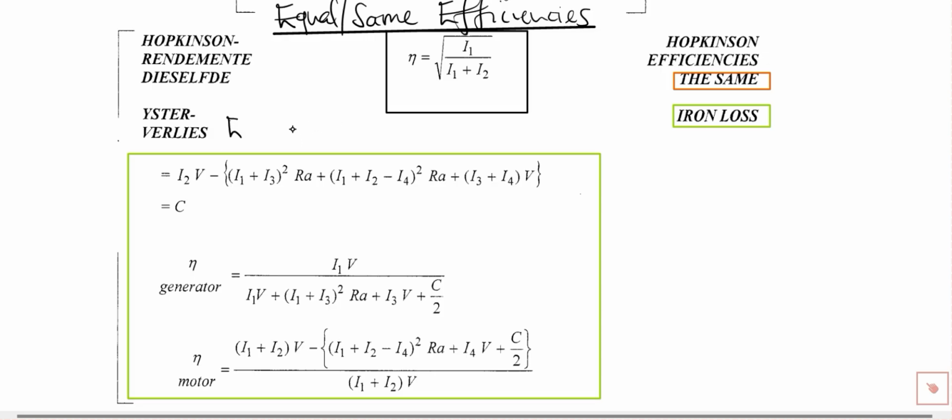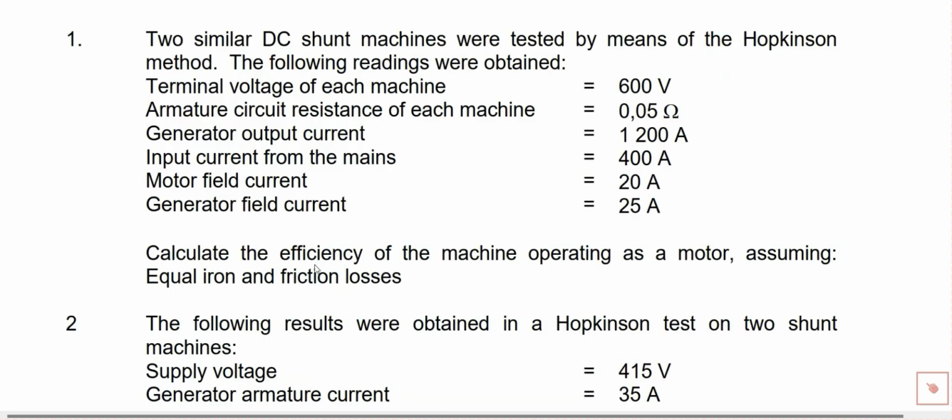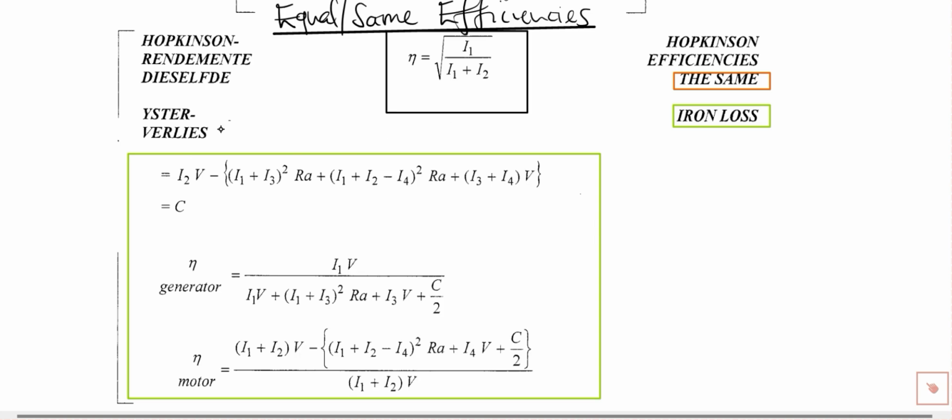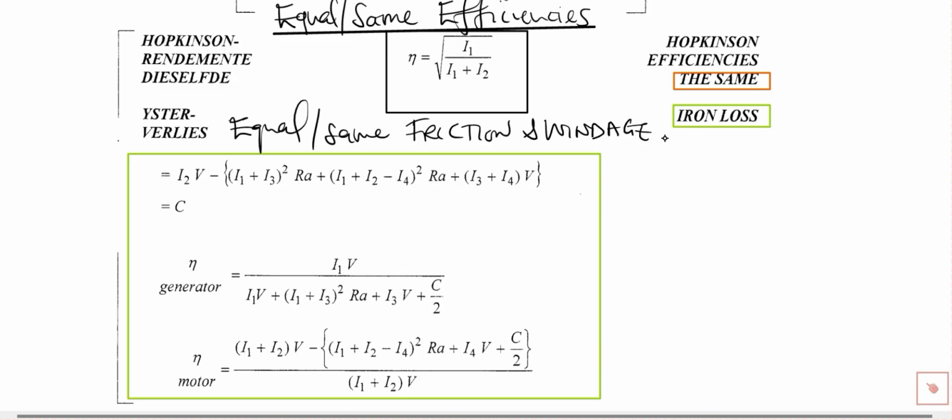I'm lying, it doesn't say equal. What does that condition say? Let's check some questions. Maybe they'll remind me here. Yeah, equal, yes. So I'm right. I know I cheated, but it's part of life. So yeah. So we have equal or the same friction and windage losses.